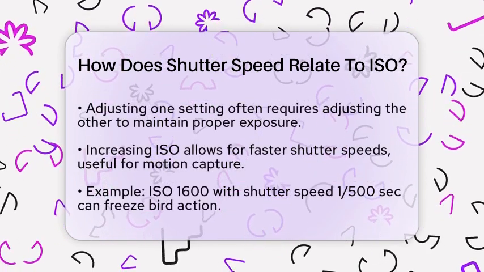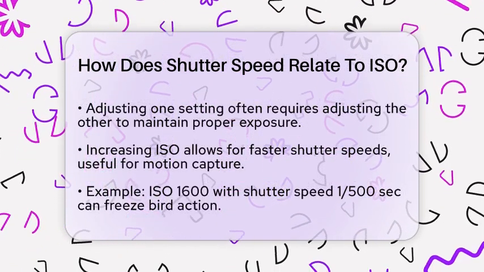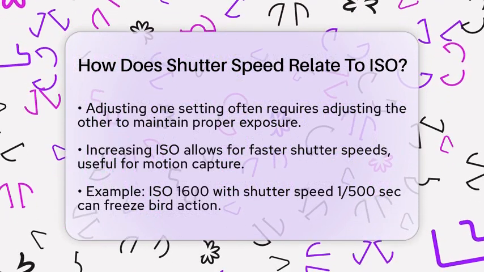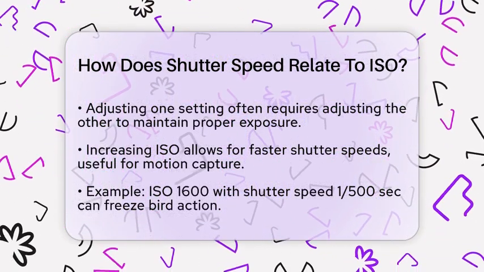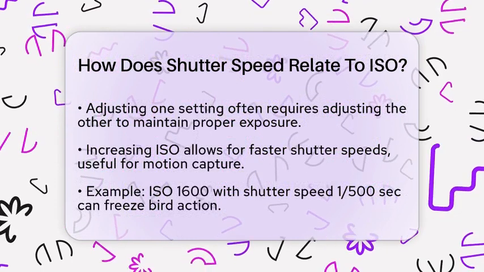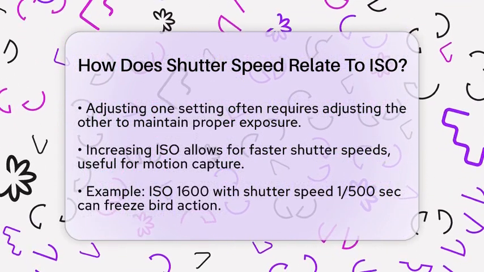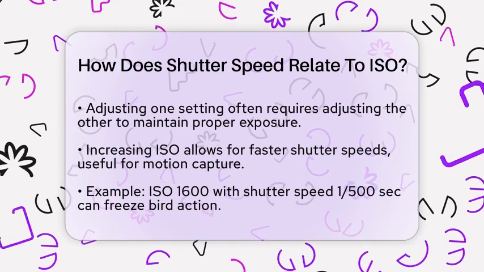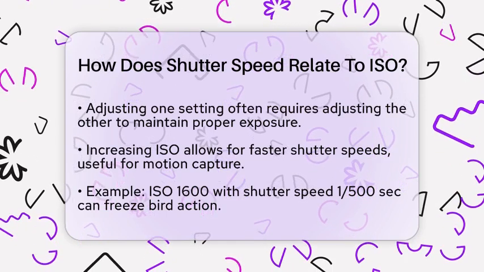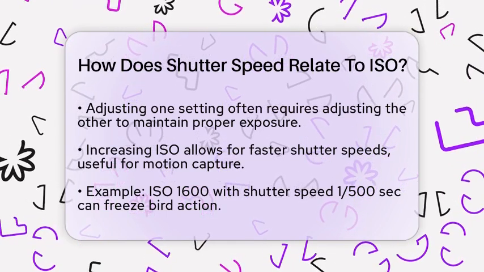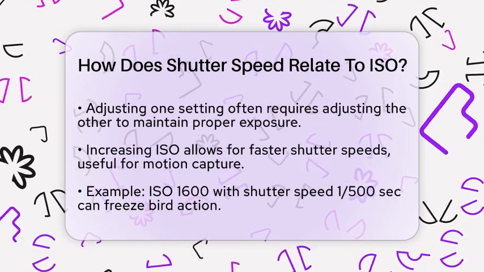For instance, if you want to capture a bird in flight, you might set your ISO to 1600 and your shutter speed to 1/500th of a second. This combination helps you freeze the action without losing detail. Conversely, if you decrease the ISO, you will need to use a slower shutter speed to let more light in. However, this can be tricky.